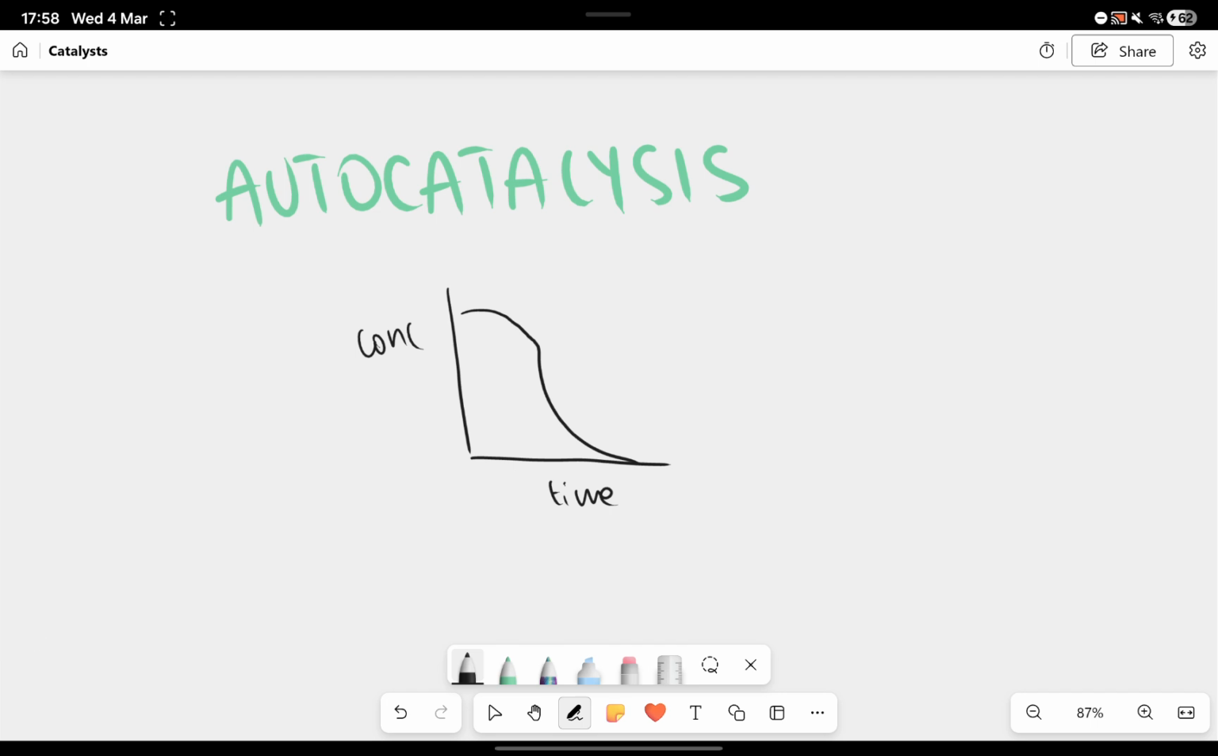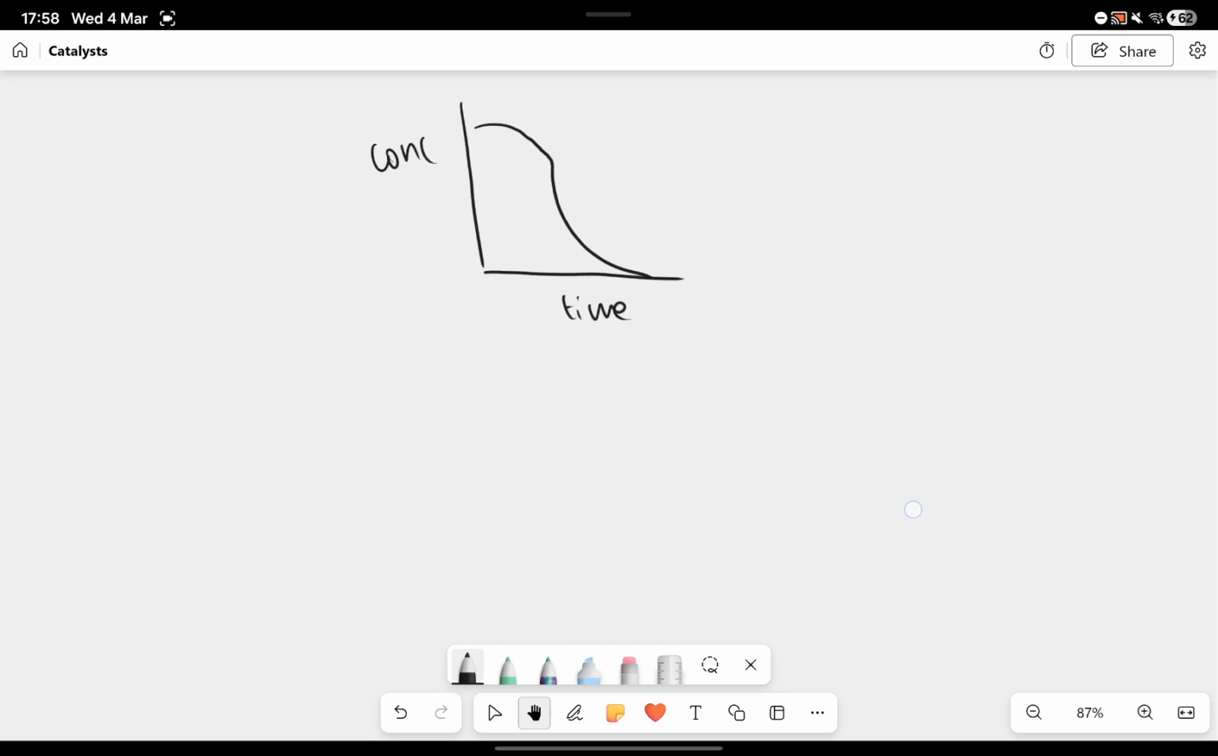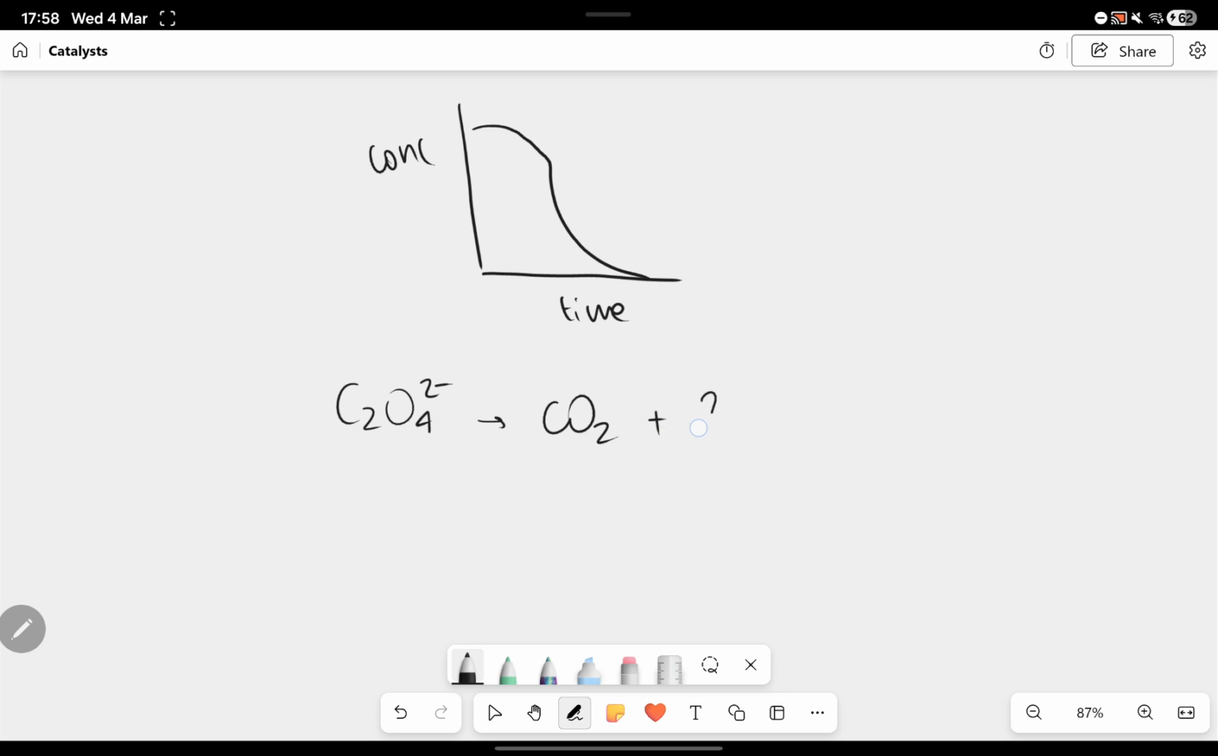Now, the example that you need to know about this is between manganate and oxalate. Remember, oxalate is the ethanedioate ion. And let's see the reactions for this autocatalysis. Now, the oxidation is the oxalate, so C2O4 2-, which is converted into carbon dioxide and loses 2 electrons. The reduction is the reaction of the manganate in an acidic solution.